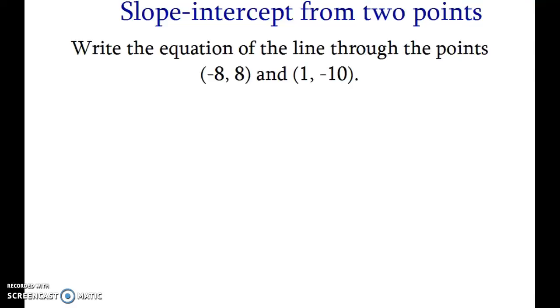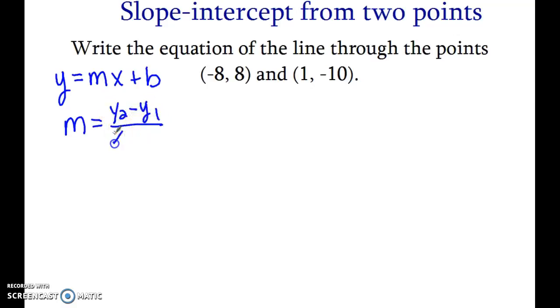Here's another example of writing the slope-intercept form of the equation from 2 points. Remember the slope-intercept equation here, y equals mx plus b. First of all, we're going to find slope. m equals y sub 2 minus y sub 1 over x sub 2 minus x sub 1.